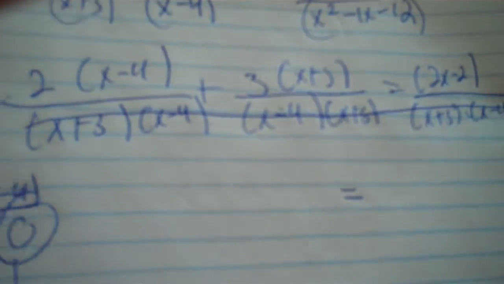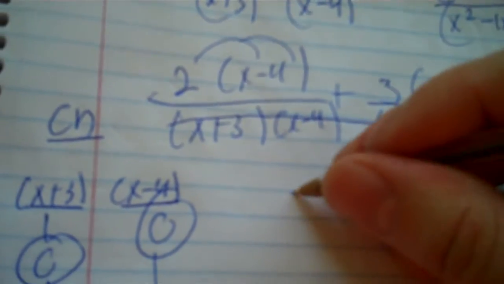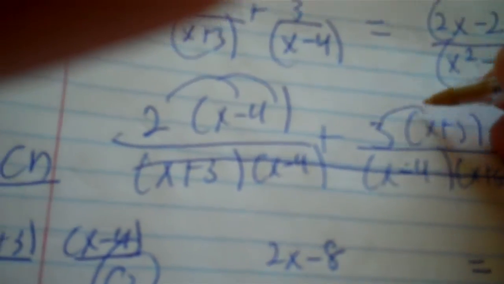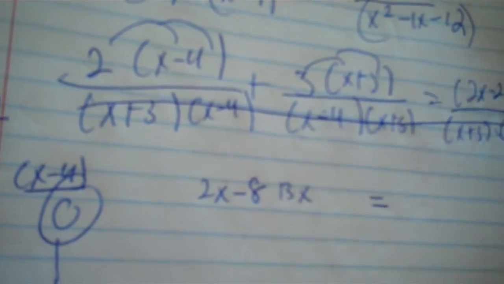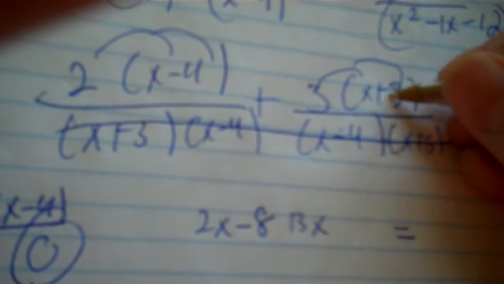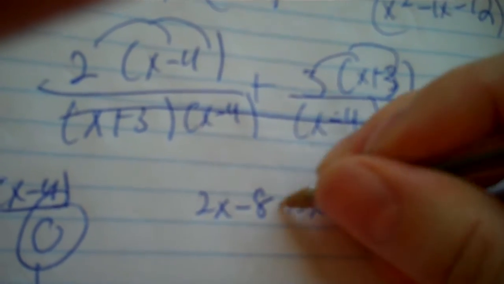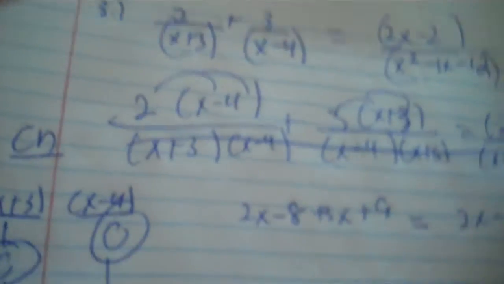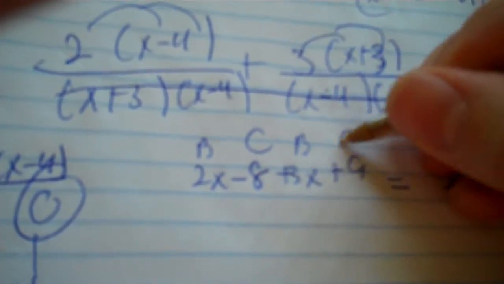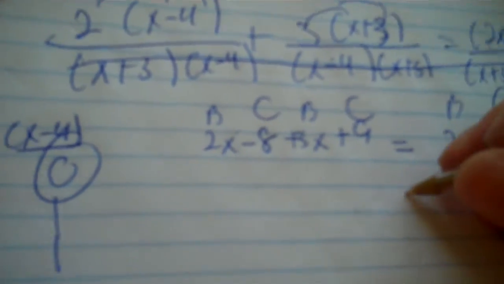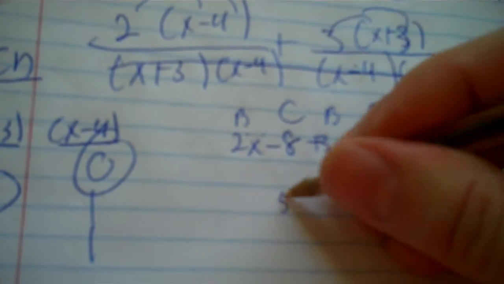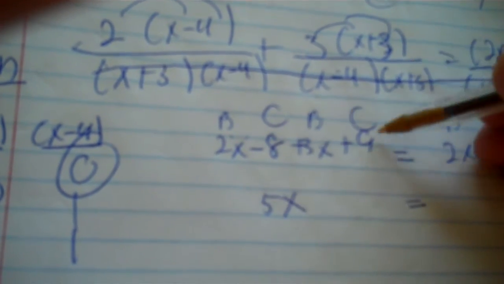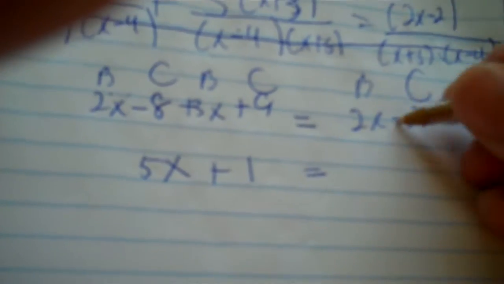And then we distribute. So that's going to be 2x minus 8 plus 3x plus 9. And over here you already have it, 2x minus 2. Okay, just b's and c's again. That's good. I like that. Because we can combine the b's and c's. 2 plus 3 is 5x. Combine your c's. Negative 8 plus 9 is plus 1. And then over here, 2x minus 2.